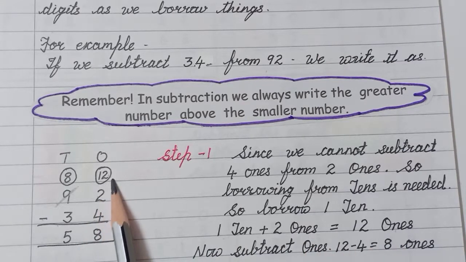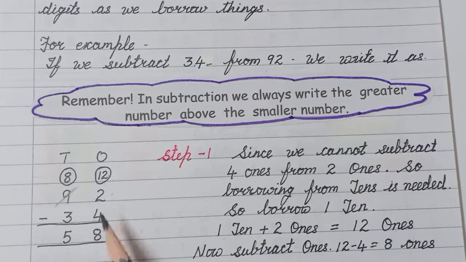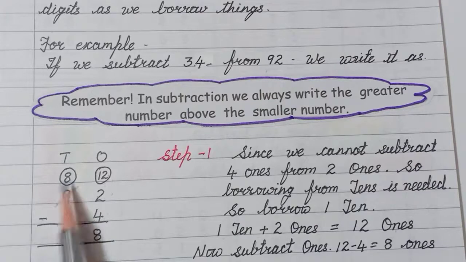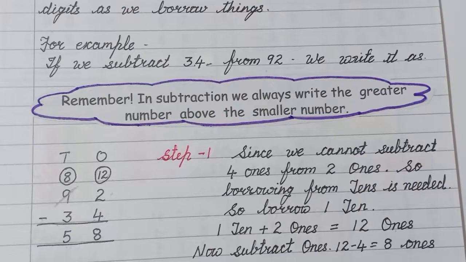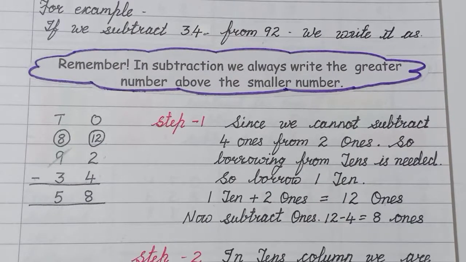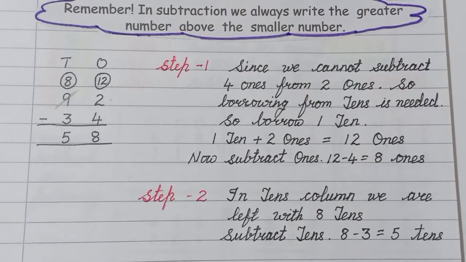Now we will subtract 12 minus 4. The answer is 8. Now in the tens column we are left with 8 tens. Now subtract 8 minus 3, that is 5. 5 is 5 tens, so 58. The answer is 58. 92 minus 34 is 58.